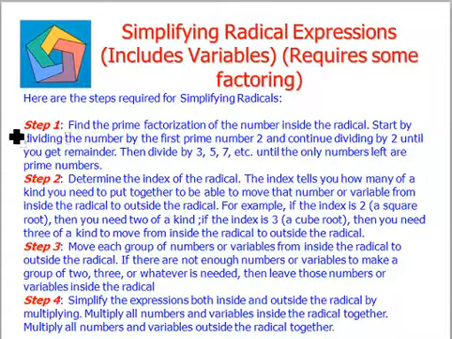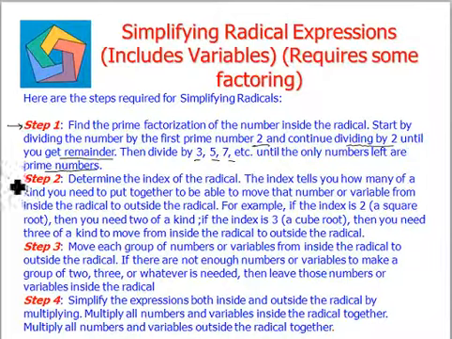Step 1 says find the prime factorization of the number inside the radical. Start by dividing the number by the first prime number, that is 2, and continue dividing by 2 until we get a remainder. Then divide by 3, 5, 7, etc. until the only numbers left are prime numbers inside the radical.